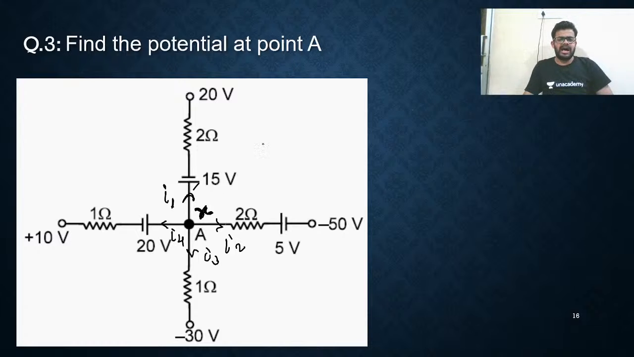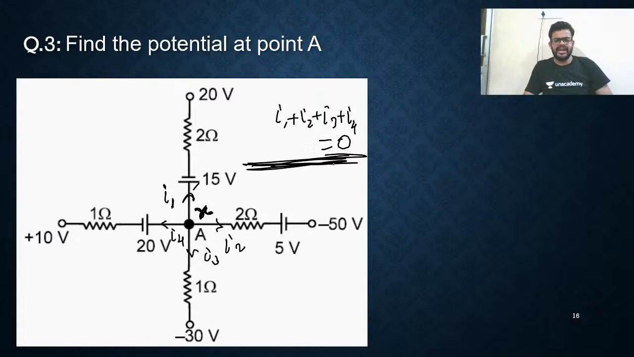So you can write I1 plus I2 plus I3 plus I4. The sum of all of these will be 0. Are you getting it? Now how will you write I1?